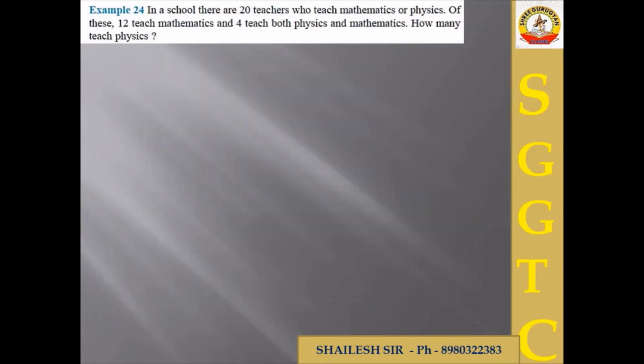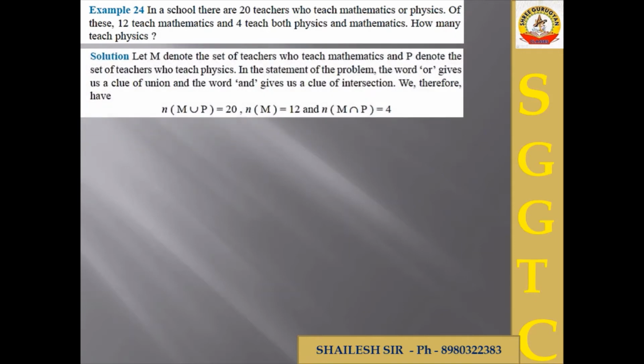In a school, 20 teachers teach mathematics or physics. 12 teach mathematics, and 4 teach both. How many teach physics only? Very easy. Consider M for mathematics and P to denote teachers who teach physics. So n of M union P is 20.